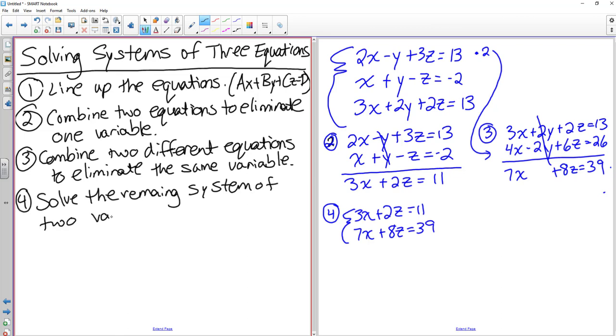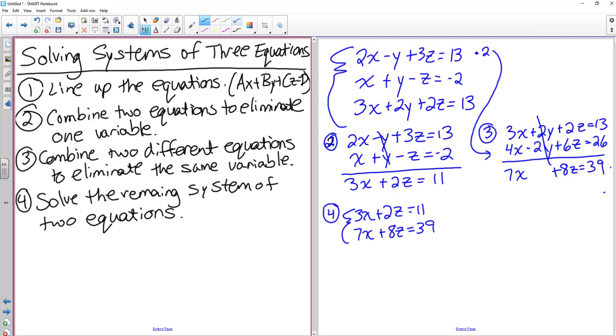Which means I'm going to find the remaining system of two equations is what I meant to say. Two equations. So I'm going to be solving for those two variables that are remaining at this point.